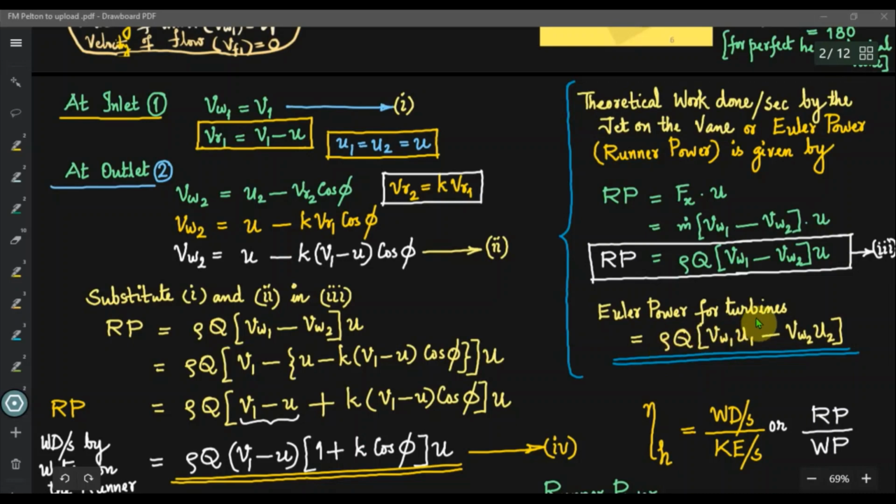In fact, even for Kaplan turbines and Francis turbines, which we are going to study in detail hereafter, in those cases also we can make use of this equation for Euler power.